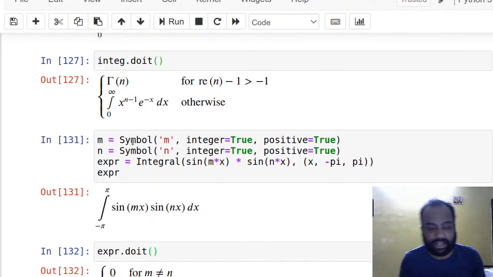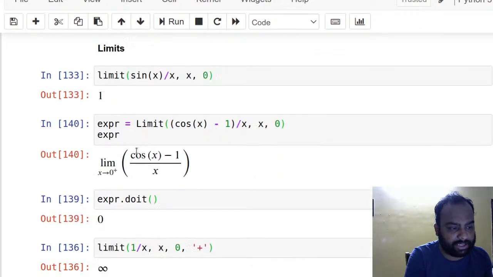This is again symbolic mathematics. We use this symbol class to define a very specific class of symbol. So m, look at this one. M and n were symbols, but these were integers and positive integers. So we imposed certain conditions on the symbols, right?